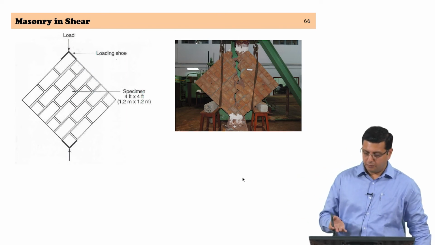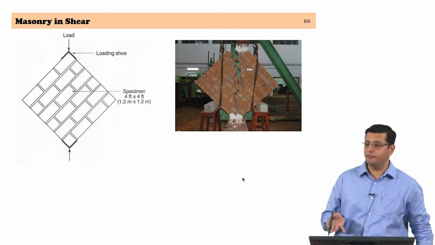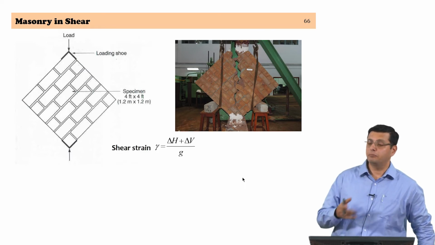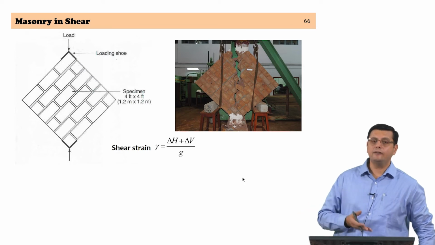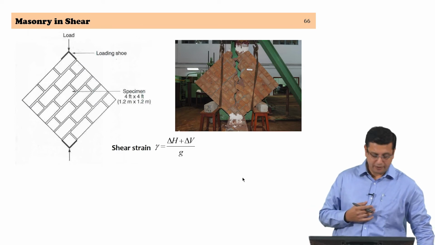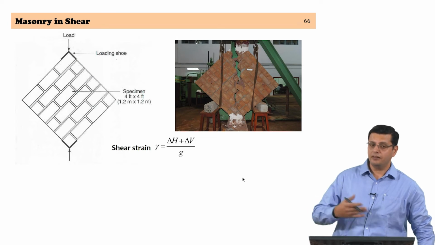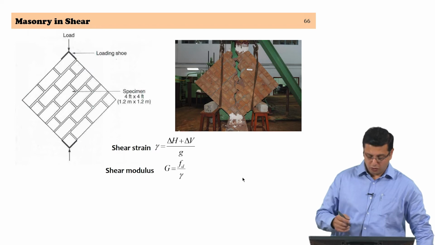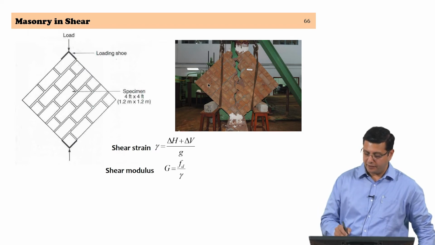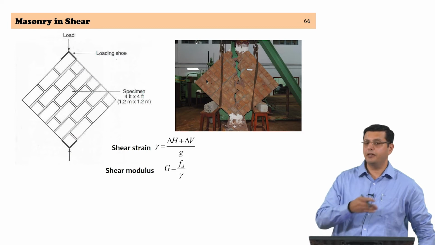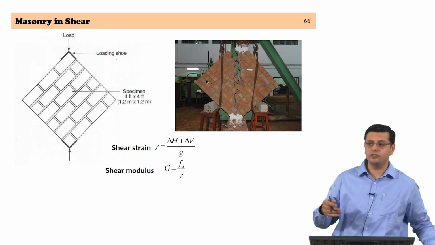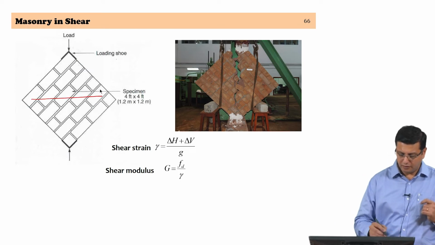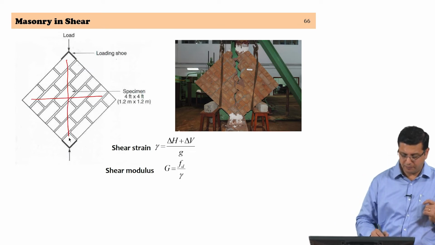Of course, by instrumenting this, you can capture deformations. So, you can estimate the shear strain because you are estimating the shear stress at failure. You can also estimate the shear strain and look at the stress strain in shear behavior of the masonry itself. So, you can estimate the shear strain by having measuring devices, typically an LVDT, linear variable differential transducer, that is placed across the unit, across the wallet.